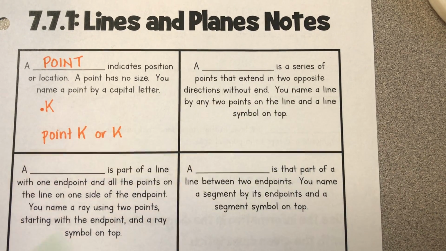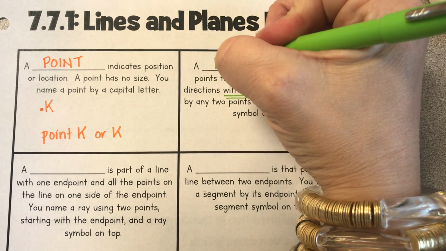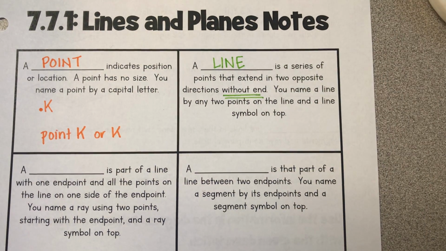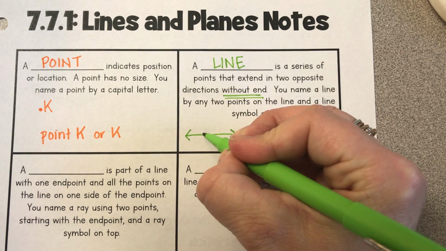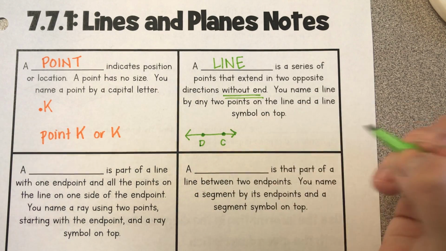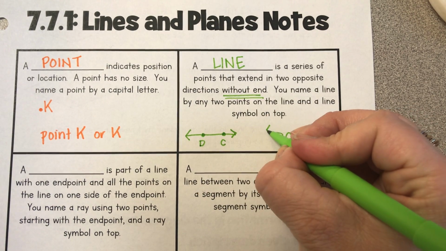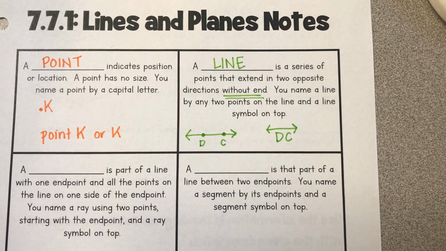Then, the next one over here on the right, it says a blank is a series of points that extend in two opposite directions without end. That is a line. Okay, a line extends in both directions without end, and you name a line by any 2 points on the line with a line symbol on top. So a line looks like this, and let's say this was point D, this was point C. We would call this line DC. So this is what it looks like. This is how we write it.